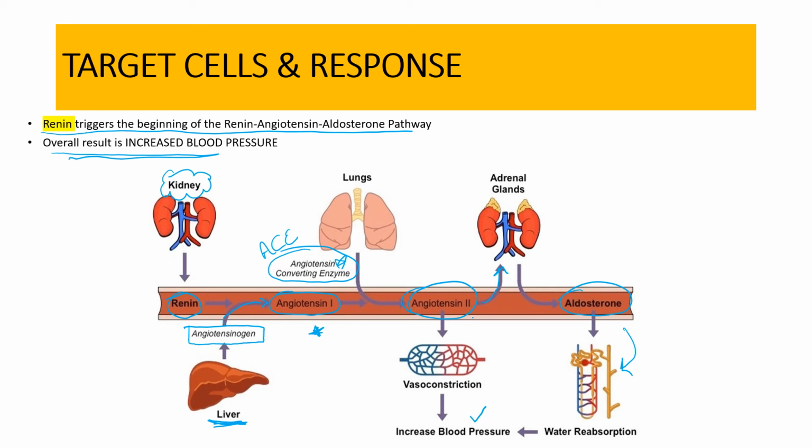Now, angiotensin 2 also acts on blood vessels, causing vasoconstriction, which again also increases blood pressure. So, what is the overall result of renin being secreted? The overall result is we have an increase in blood pressure from many different areas.